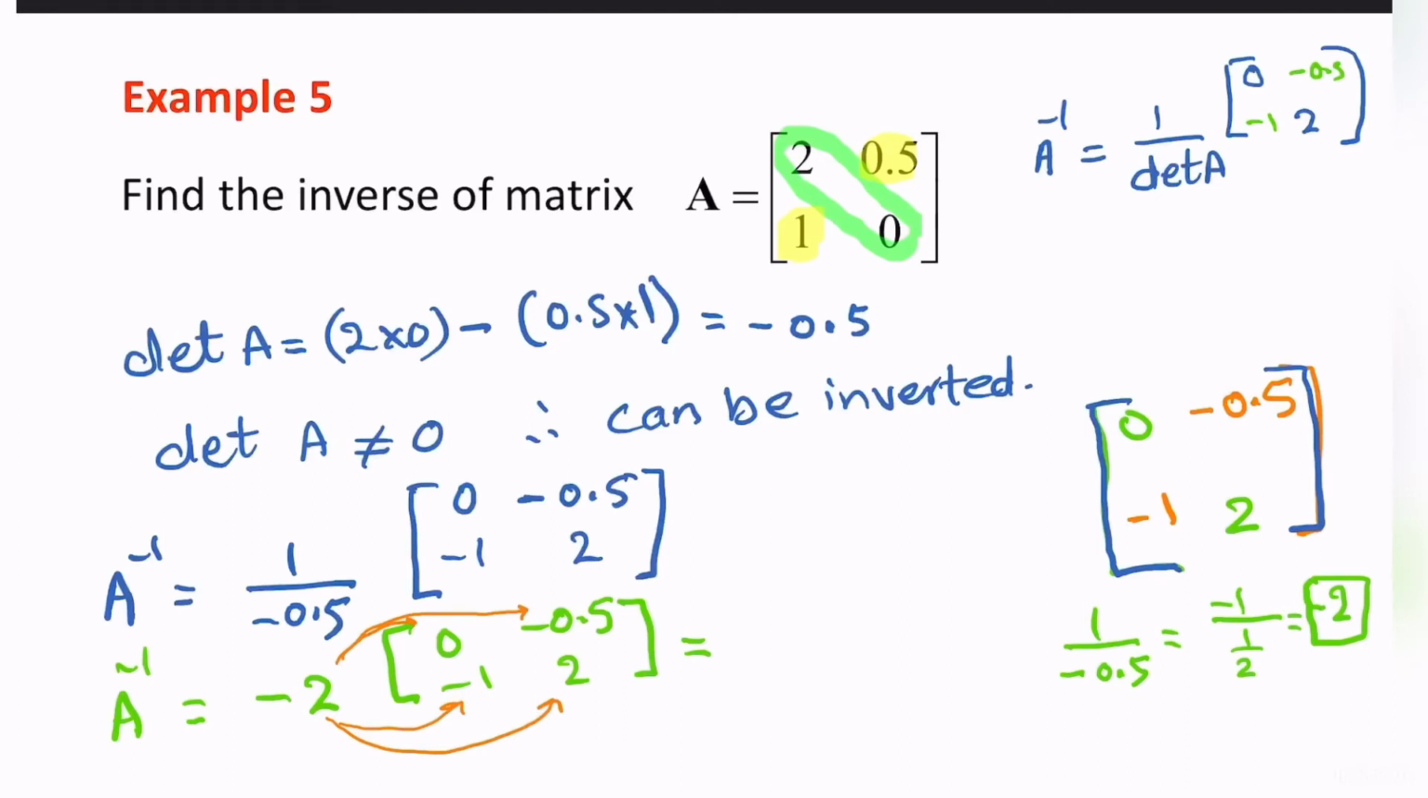So this will give us minus 2 times 0 is 0, minus 2 times minus half, which means minus 2 times minus 1 over 2. Minus times minus is a plus, so that's going to be 1. And minus 2 times minus 2, that's plus 2, and minus 2 times 2 is minus 4. So this is the inverse. Therefore, A inverse equals 0, 1, 2, minus 4. And that's it.